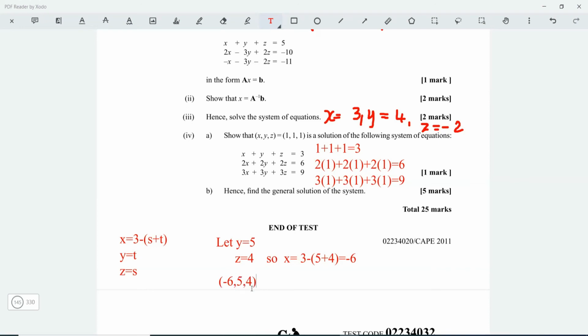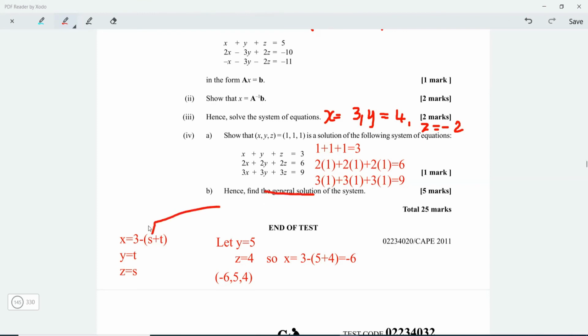You can even try other values, all right? So that's how you do this. This is the general solution over here. The general solution is right here: x equals 3 minus s plus t, y equals s, z equals t, where you have to remember that t and s are just real numbers that you would choose.